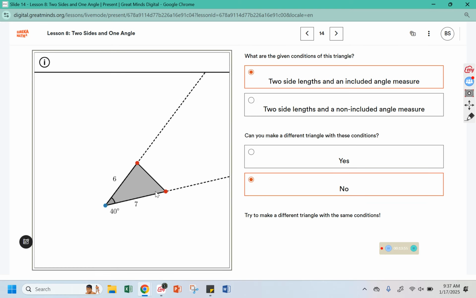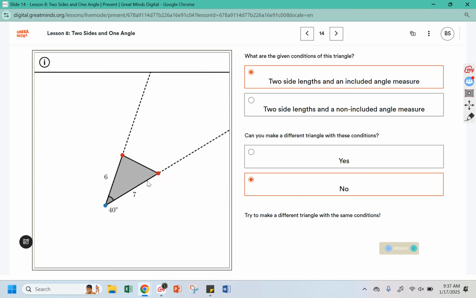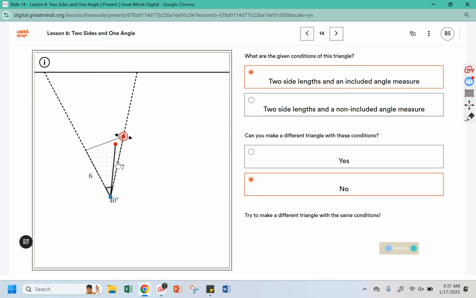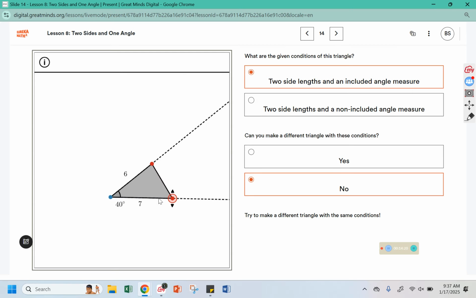If we swap these, I would like to move this angle, so not to worry. There's only one possibility.